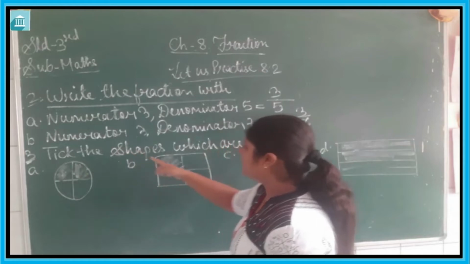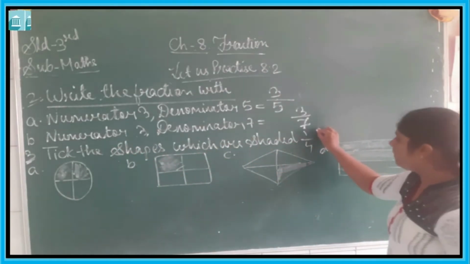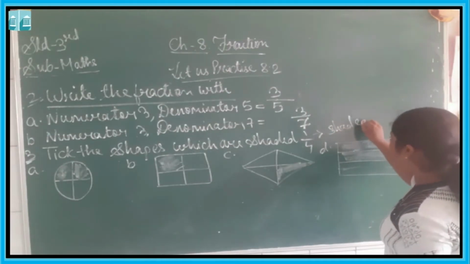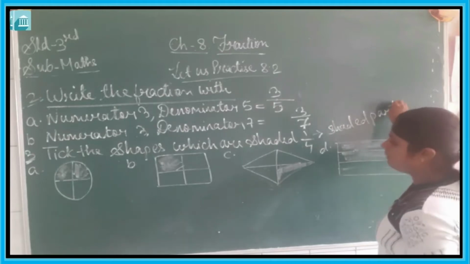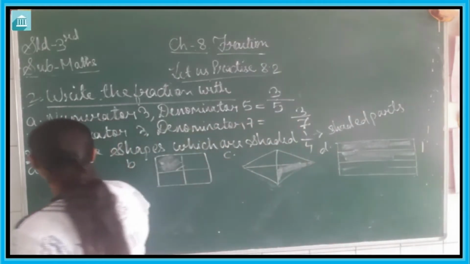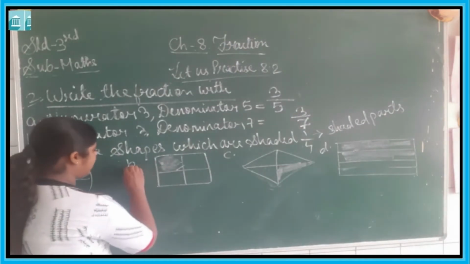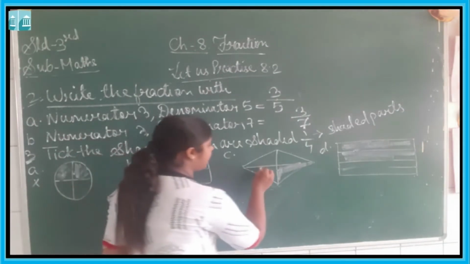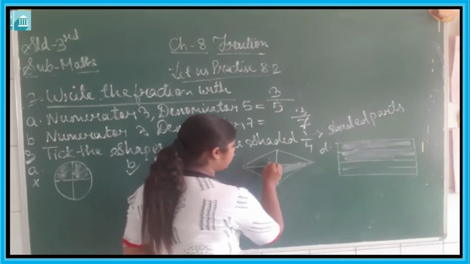Third question, tick the shapes which are shaded 1 by 4. 1 by 4, 1 means shaded part. Which shapes here have only one part shaded? Okay, the first one has 2 parts shaded, which means we will not tick it. This is the wrong one. Here only 1 part is shaded. Right. 1 by 4 means the total parts should be 4. First we see 1 part is shaded. Okay, total is 4. 1 2 3 4.